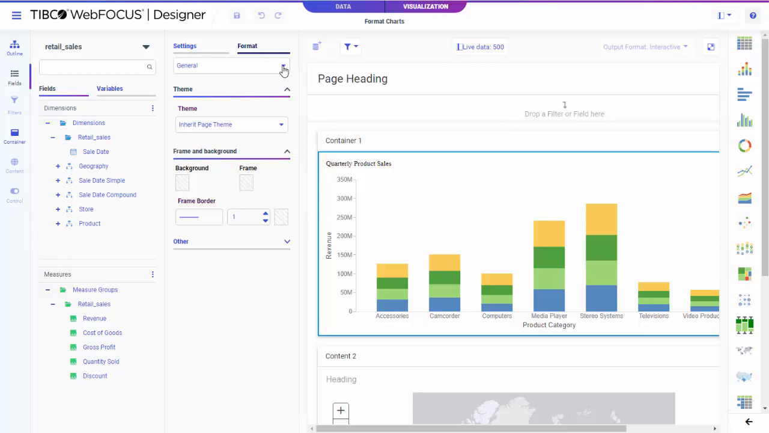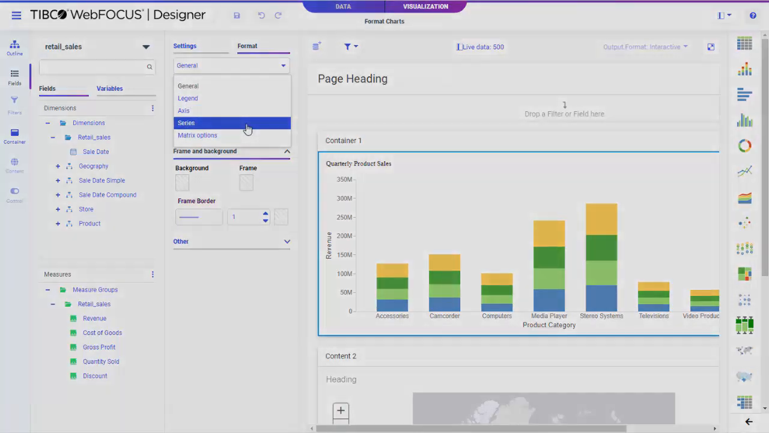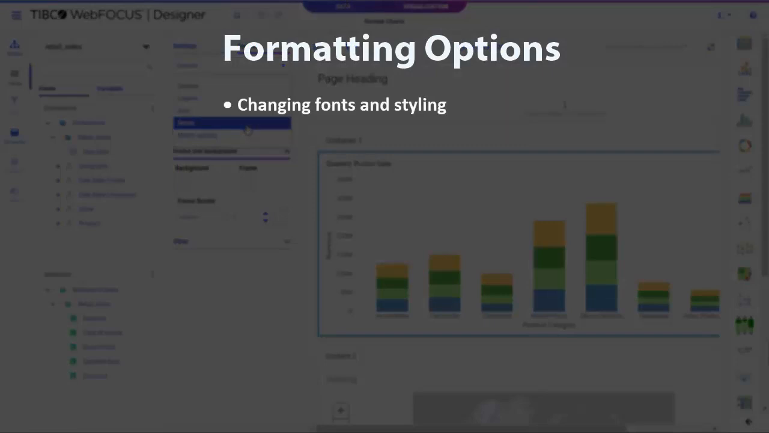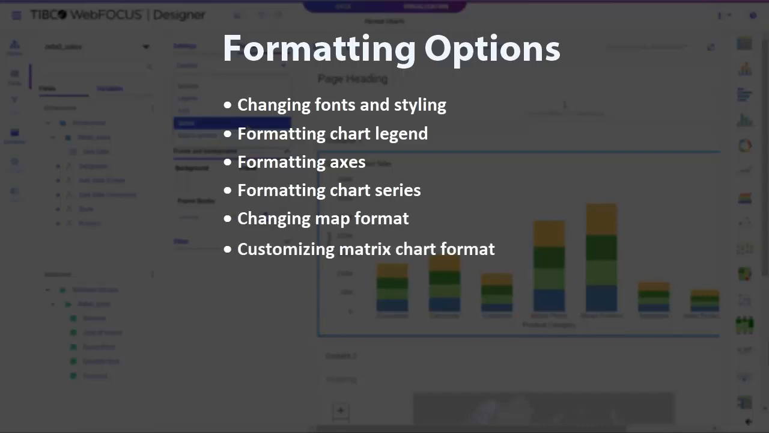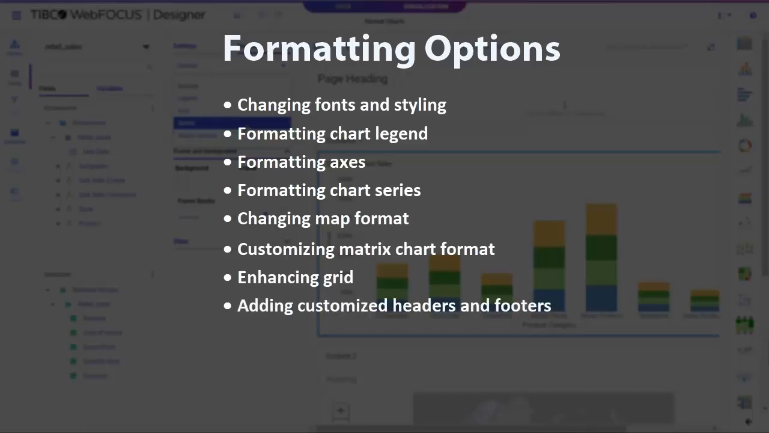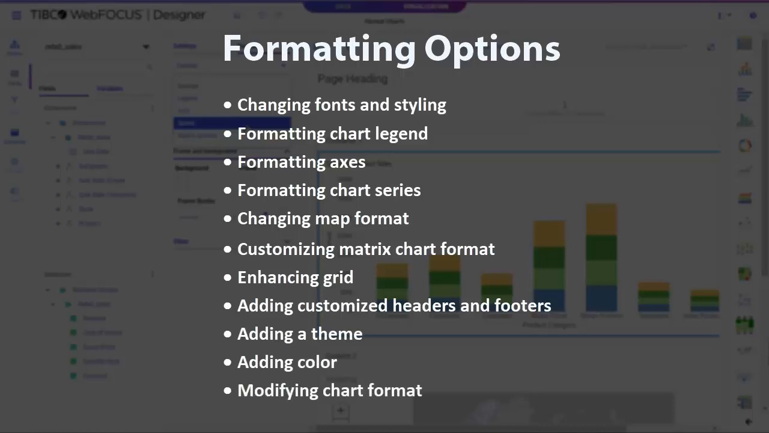Charts display a wealth of information. Once you have created a chart, you can format it to suit your needs. Some of the available formatting options include customizing headers and footers, changing the format of your legend, formatting the axes of your chart, formatting the series of your chart, changing the format of a map, customizing the format of a matrix chart, enhancing a grid, adding customized headers and footers to your chart, adding a theme, adding color to your chart.